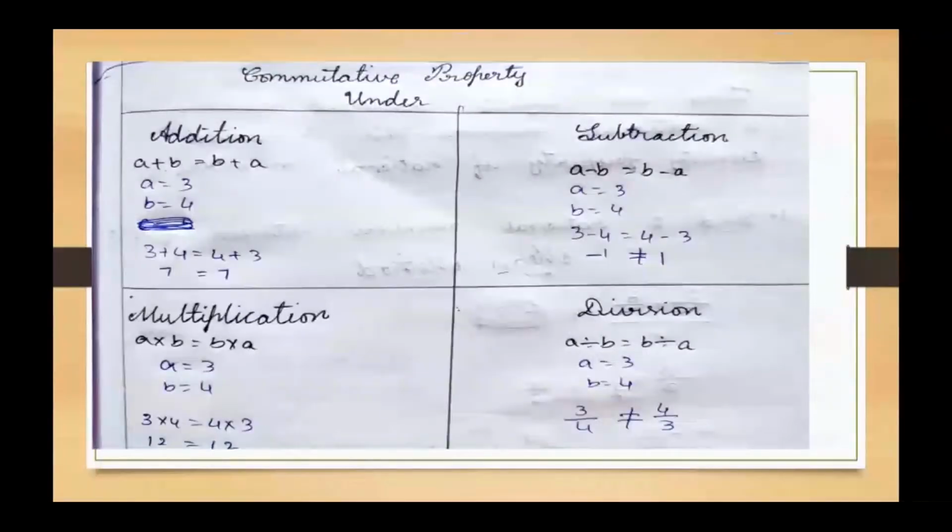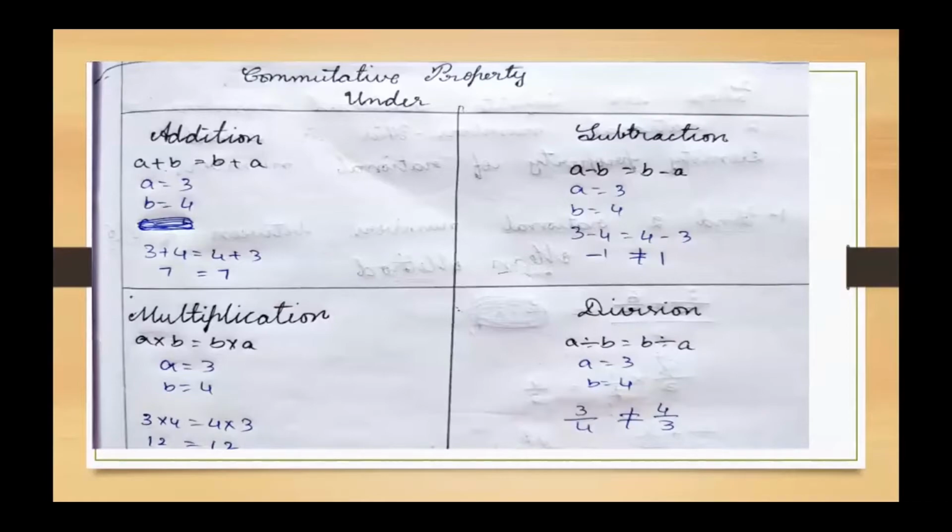Commutative property under addition: a plus b is equal to b plus a. Suppose a is equal to 3 and b is equal to 4. 3 plus 4 is equal to 4 plus 3. 7 is equal to 7. Subtraction: a minus b is equal to b minus a. a is equal to 3 and b is equal to 4. 3 minus 4 is equal to 4 minus 3. Minus 1 is not equal to 1.